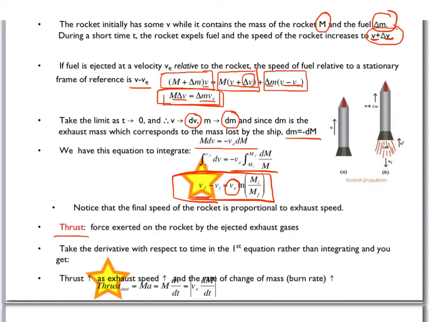Thrust is that force exerted on the rocket by the ejected exhaust gases. So if we take the derivative of this initial equation up here with respect to time, instead of integrating, we could find an equation for force. Because if we take a derivative here, a derivative of v with respect to t is really an a. So we end up with ma, and we find that this force from thrust is equal to the absolute value of ve dm/dt. Let me show you how to use this now in an example.